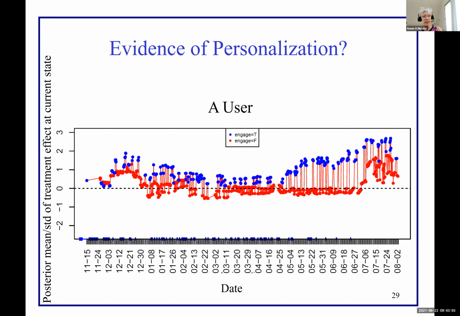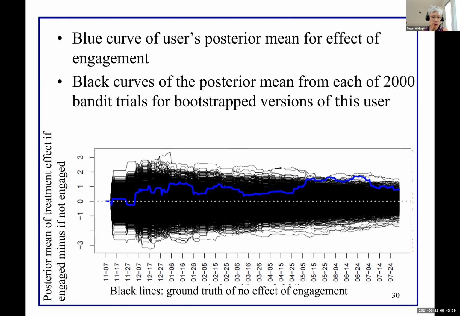So what we did was another bootstrap study. The blue curve is the actual data. It's the user's posterior mean for the effective engagement as the study progresses. The blue curve starts at 0 because the prior mean for effective engagement was 0. And then you can see it moving through time.